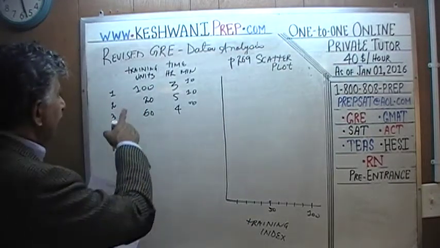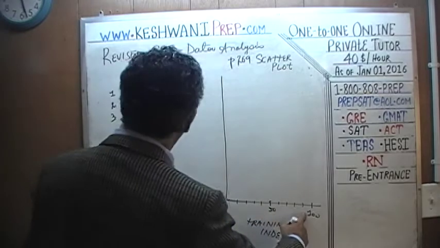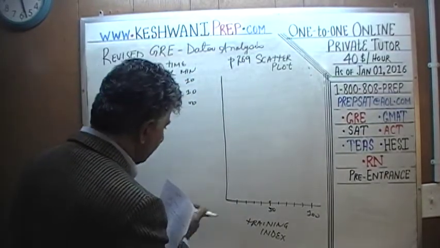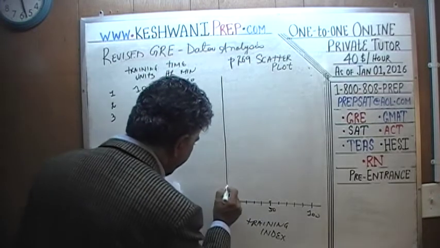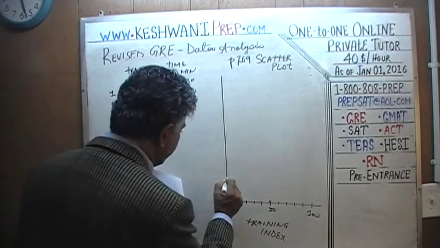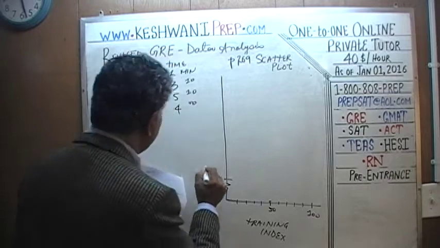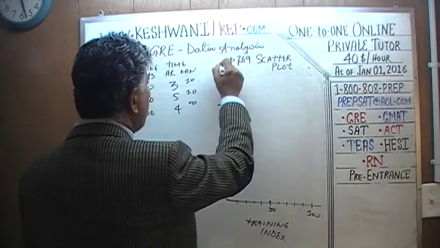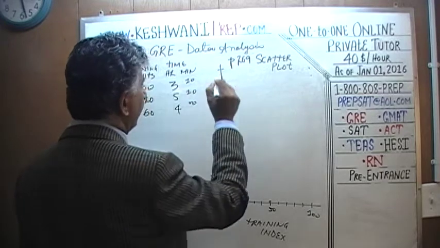Let's plot them. This guy trained for 100 units, way over here, and he finished in 3 hours and 10 minutes. We're not going to go all the way from zero, that would be a waste of space. So let's just put 3 here, and we're going to go all the way up to 6. So 4, 5, and 6.